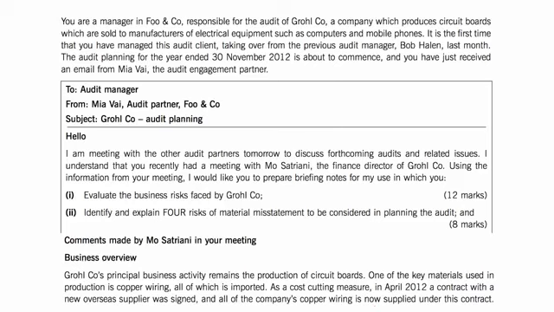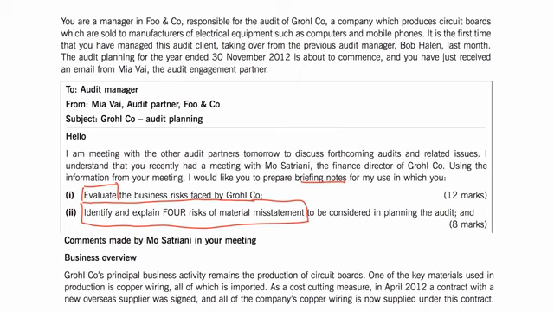Okay, so straight on with the question then. We've got to evaluate some business risks, and the word evaluate, by the way, doesn't just say state the business risks. It says state them, explain why they are and what effect it will have, basically. Identify and also explain 4 risks of material misstatement that we would be considering when planning the audit. So let's get on with the question then. These are briefing notes as well.